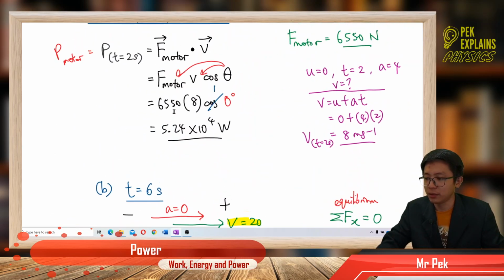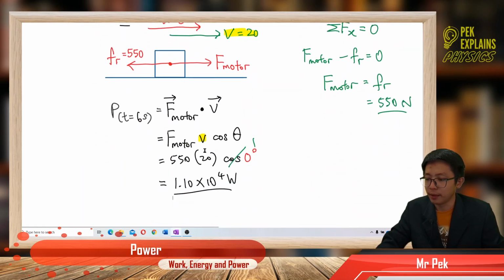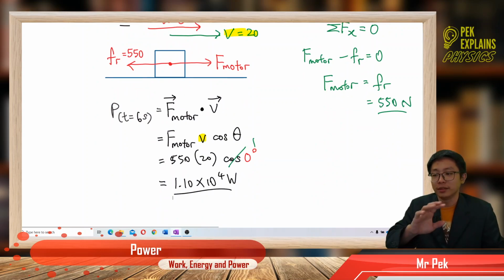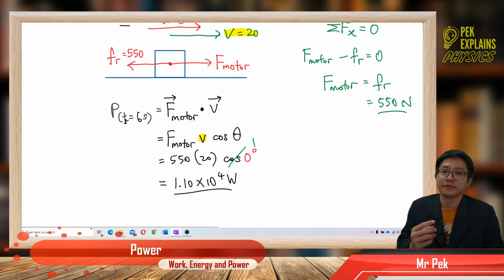So you see, power at 2 seconds is 5.24, but power at 6 seconds is 1.10. This is what is meant by instantaneous power. The power depends on the velocity and the force at that time. Different times have different motor force and different velocity, resulting in different power at different instants. So that's all about power.